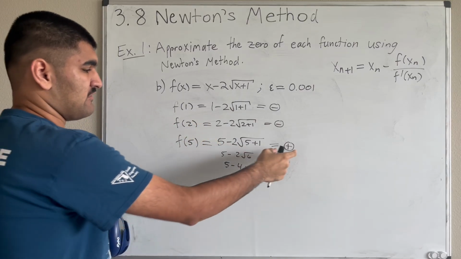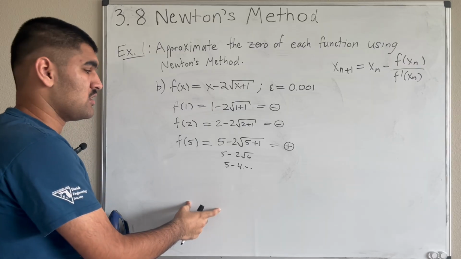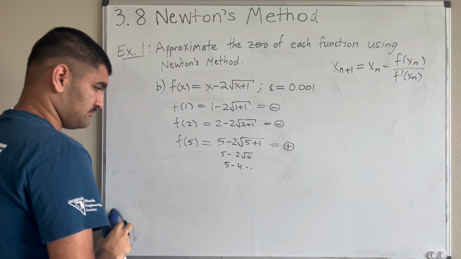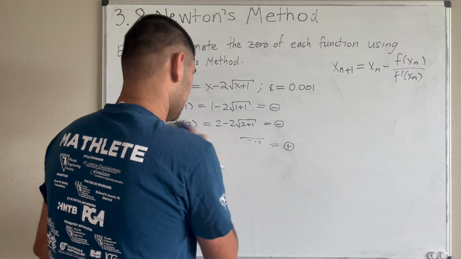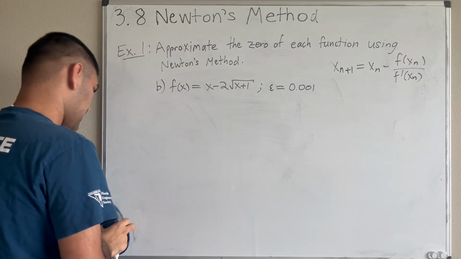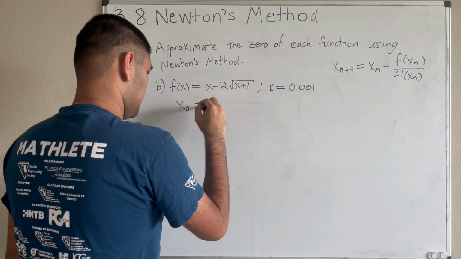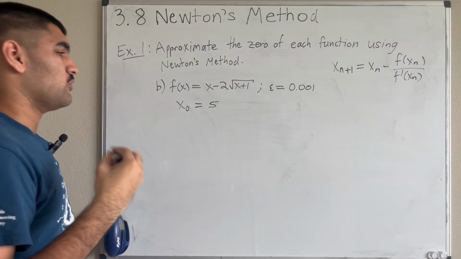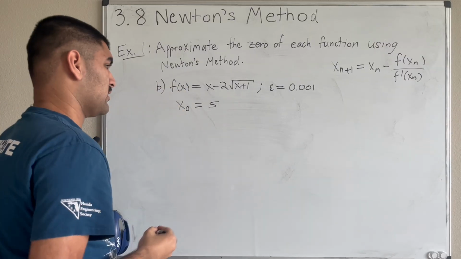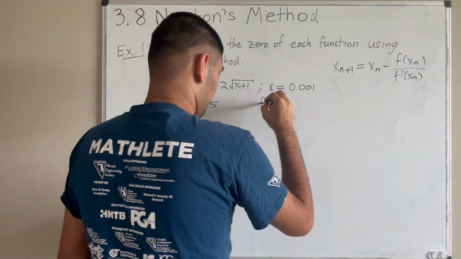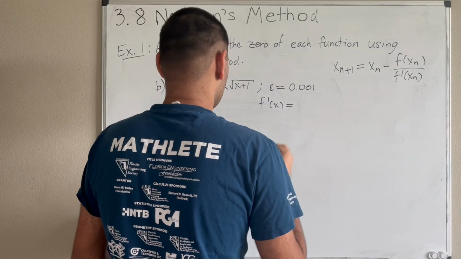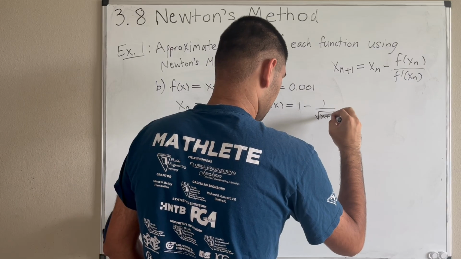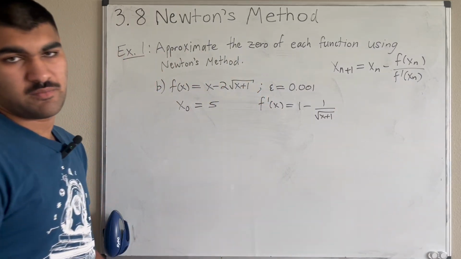And just because f of 5 gave us a value that's closer to 0 than f of 2 was, we're going to use our starting value to be x equals 5. All right, so let's set our starting value x naught to be 5. As you saw in the previous example, we need the derivative of f. So let's compute the derivative of f now. We have f prime is equal to 1 minus 1 over square root x plus 1. And again, this is just a simple application of the power rule.